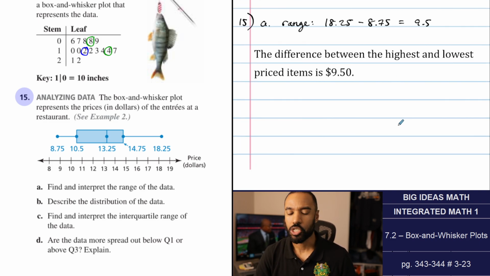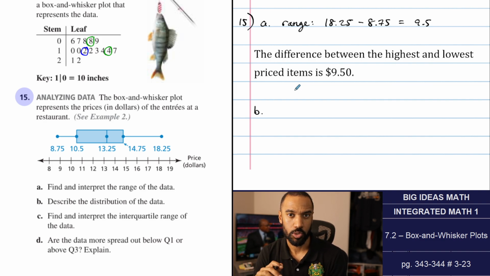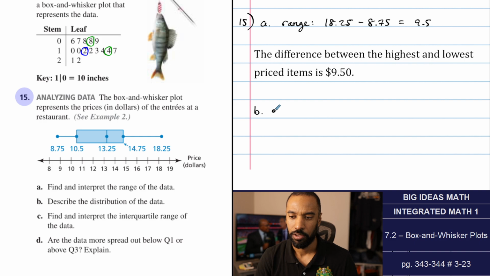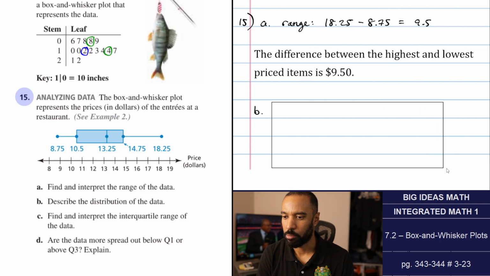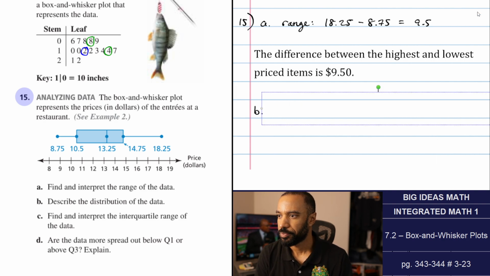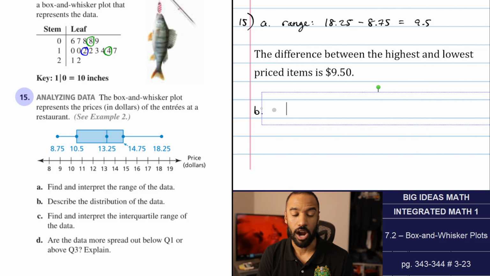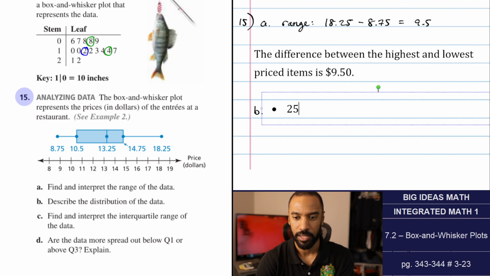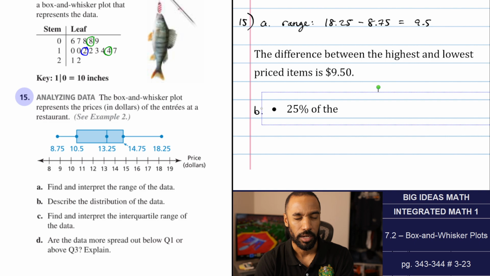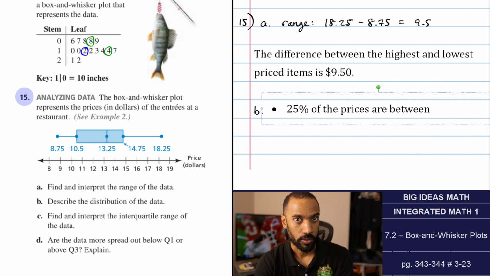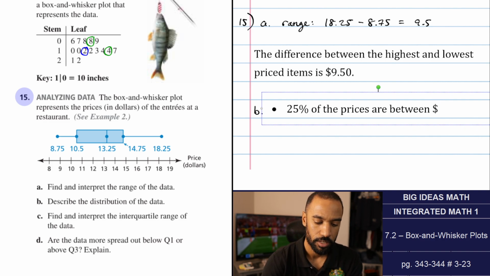Part B, describe the distribution of the data. This is where they talk about the lower 25%, the upper 25%, and the interquartile range, the middle 50%. So I'm going to type these out. I got a bullet point feature I can use here. So we're stating kind of what they are between. So 25% of the data, or not the data, the prices, 25% of the prices are between, and then we're going to talk about the first quartile range, the 8.75 and 10.50.